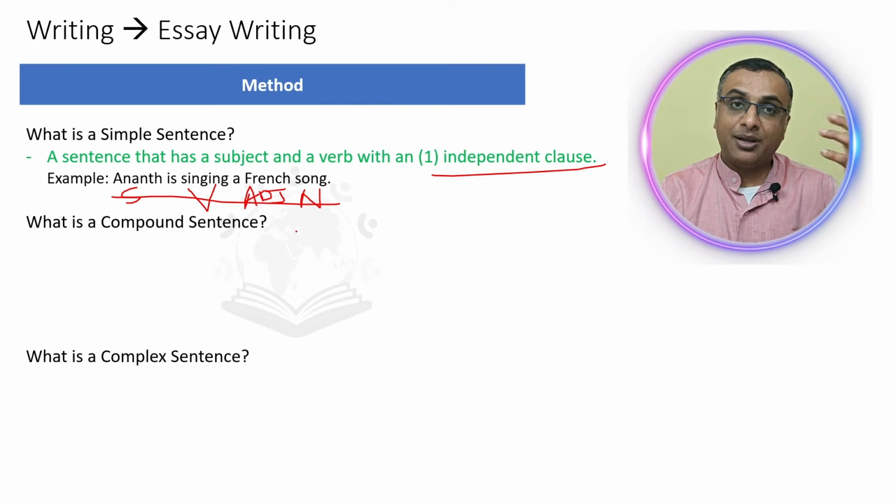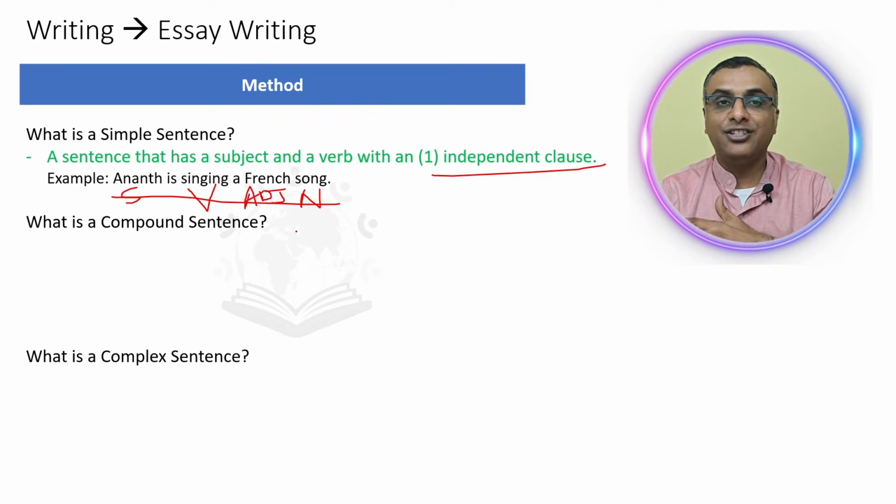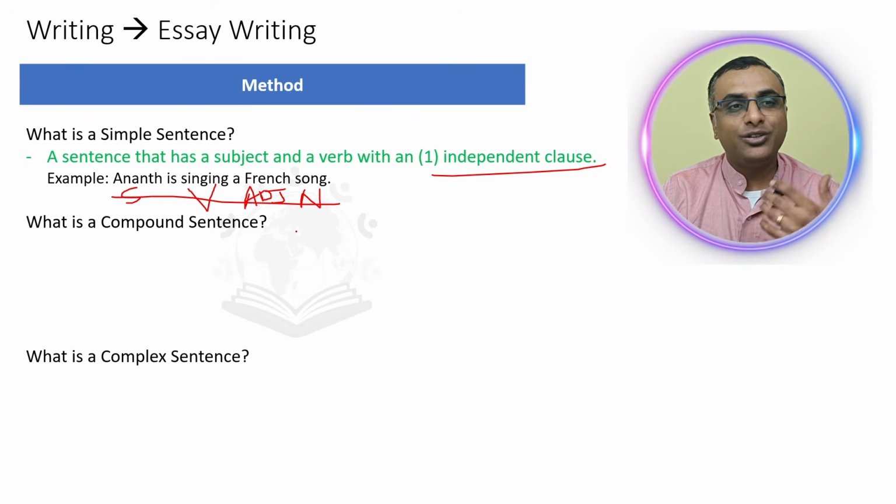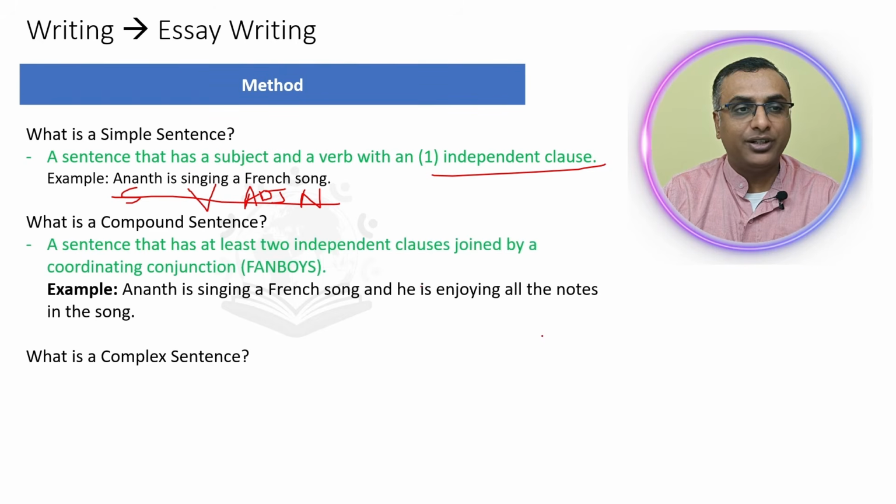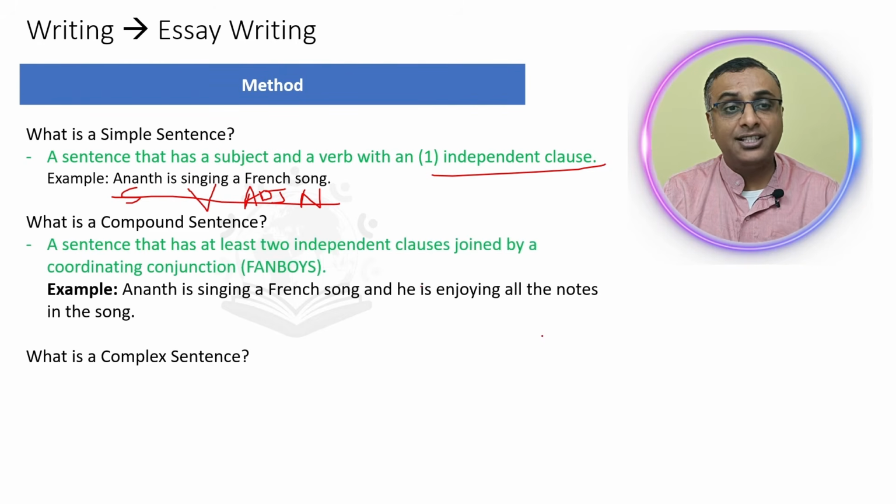So here, Anant is singing a song. It means the subject, Anant, is singing a song. It gives the entire meaning of what Anant is doing. Now, this is how a simple sentence is constructed. Moving ahead, let's understand what a compound sentence is all about. It means a sentence that has at least two independent clauses joined by a coordinating conjunction, which is nothing but FANBOYS. Now, what are two independent clauses?